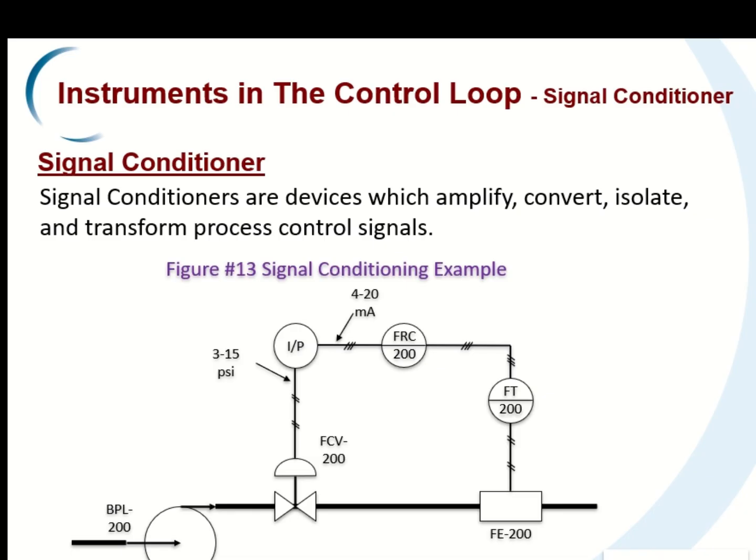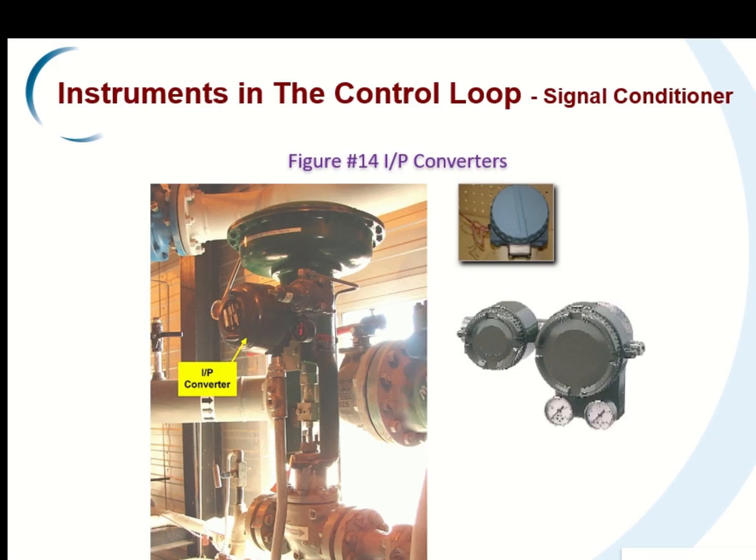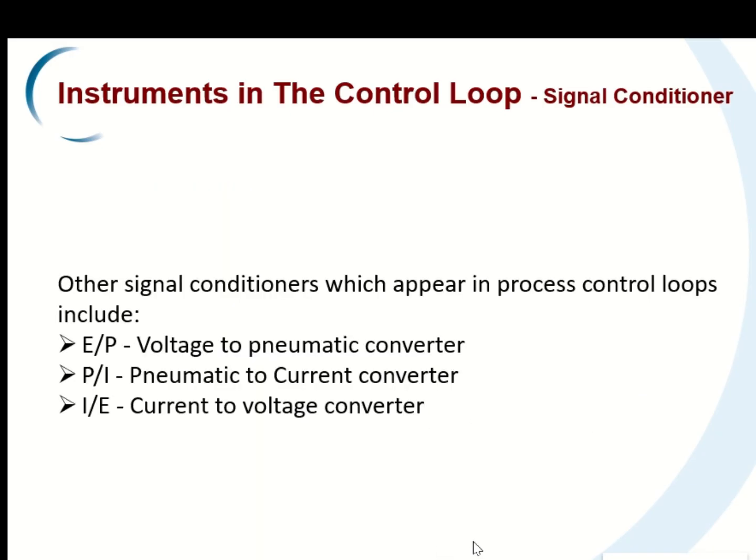If the final actuator is a pneumatic control valve, then the current signal must be changed to a pneumatic signal. The signal converter used to perform this conversion is called a current to pressure converter, or IP converter, which is this one actually. More pictures of IP converters you can see here; this is how they look. There are other converters like EP, IP, IE, and current to voltage converters, and these are other examples.